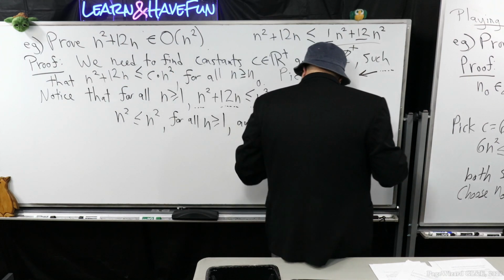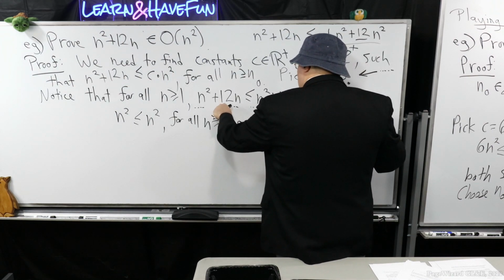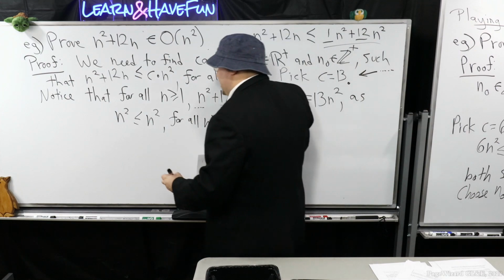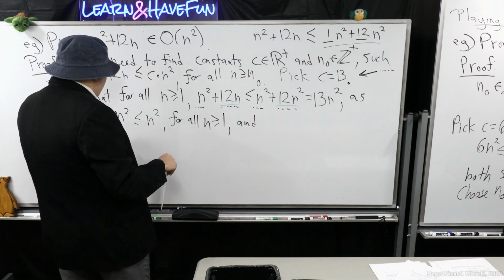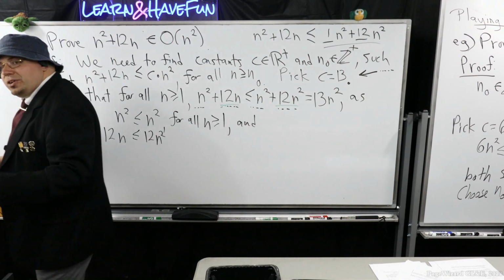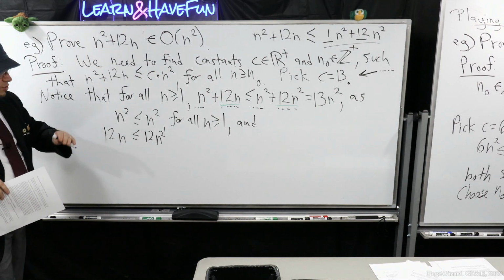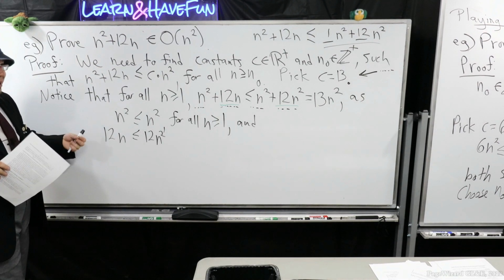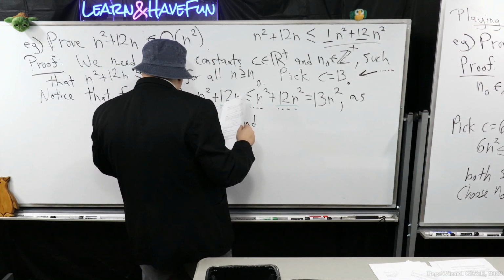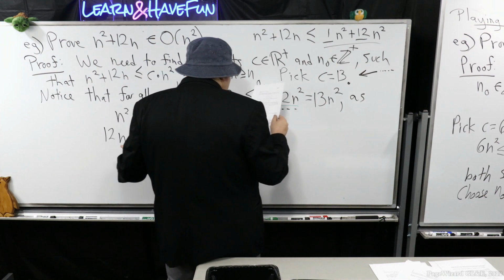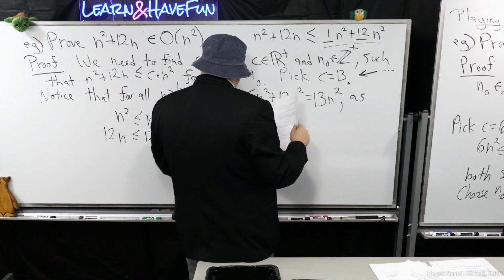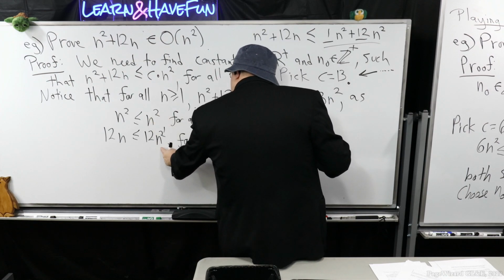But what about 12n? Actually, let me use a different color here. 12n versus 12n squared. Well, like I said, 12n is less than or equal to 12n squared, which if you really wanted to rewrite this, you could divide by 12 on both sides. You end up with n is less or equal to n squared. Divide by n, you'll end up with n is greater or equal to 1, right? Because we're presuming we're working with positive integers. So that means that this is true for all n greater or equal to 1.